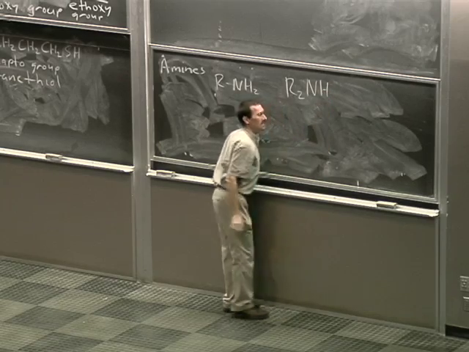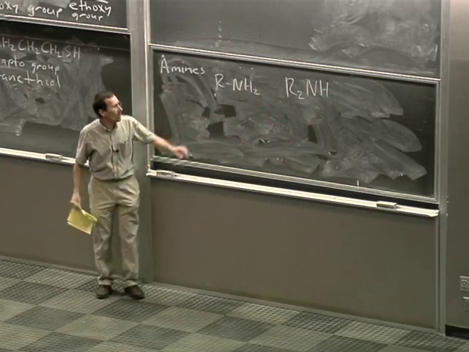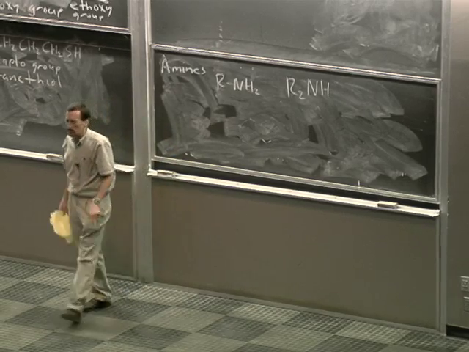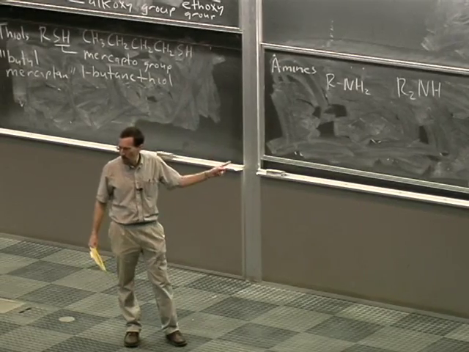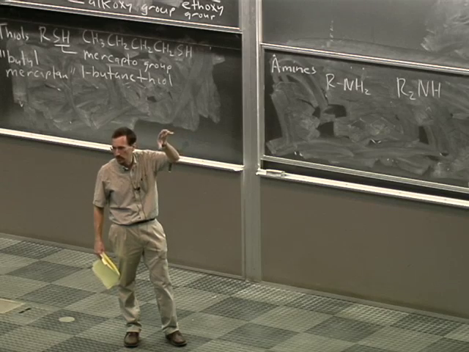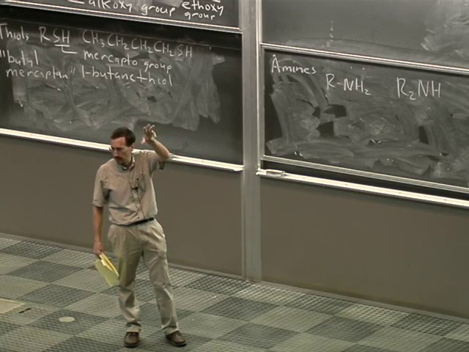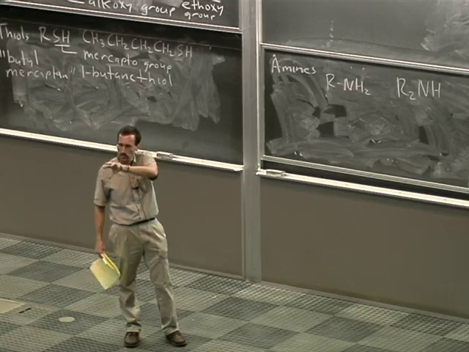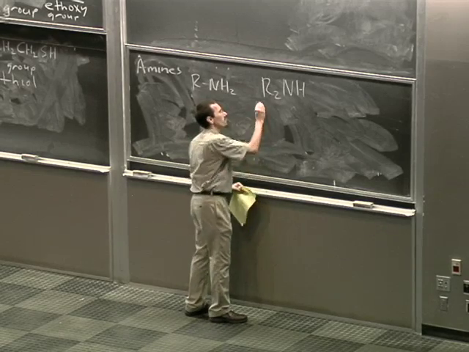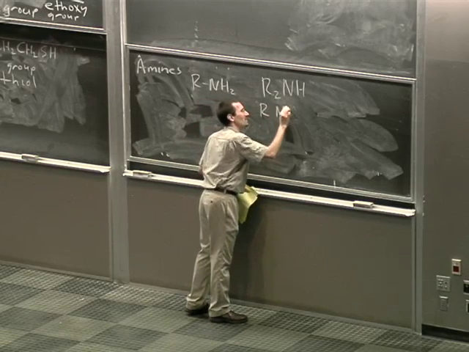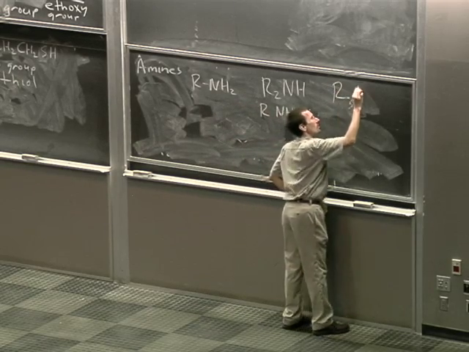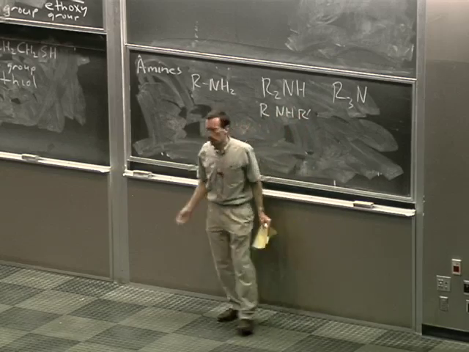R2NH, that's an amine, just as we have an alcohol with one group on water, one group on oxygen, and ether with two. We can put one, we can put two on nitrogen, just like you would replace the hydrogens of water with the alkyl group. You could replace the hydrogens of ammonia with an alkyl group. And of course, these could be two different ones. It could be R, NH, R prime. And you could put three groups, R3N, or three different groups.